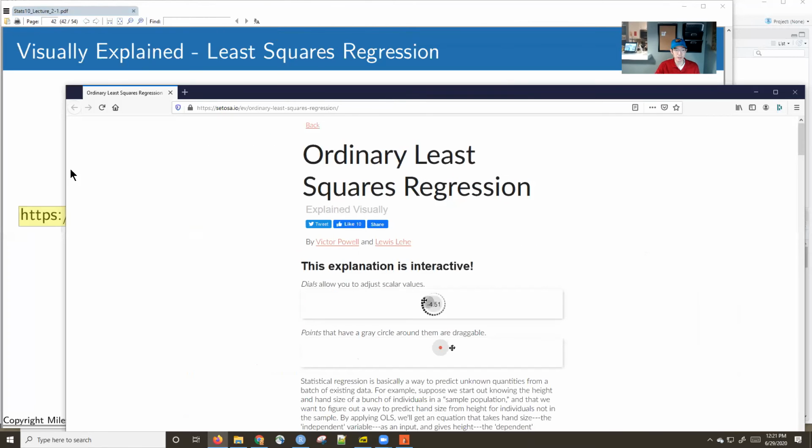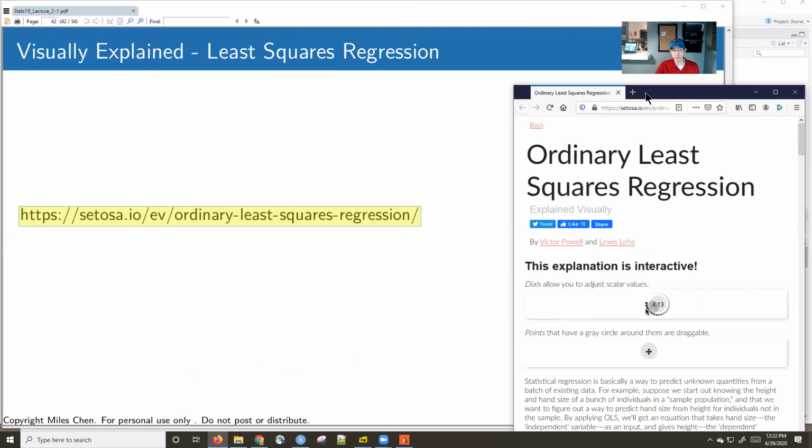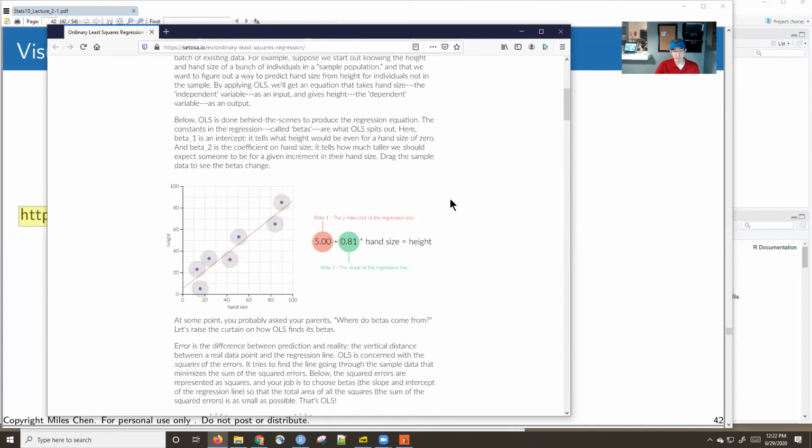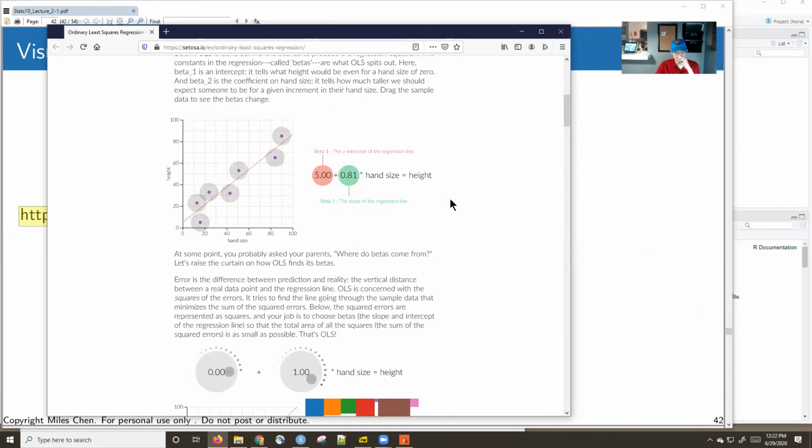Something. Windows are acting funny. Okay. Can you guys see this? I hope.